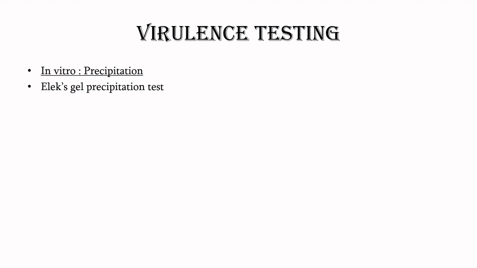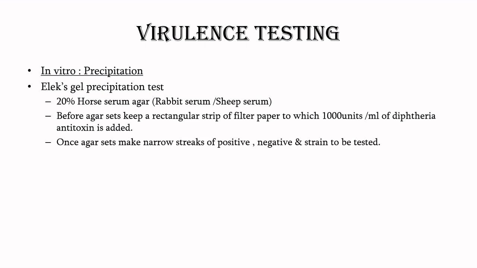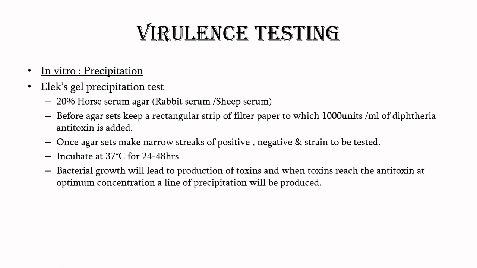For undergraduate students, it's very important to know about this test because it is very commonly asked. Here, what you do is you use a 20% horse serum agar. You can use rabbit or sheep serum also. Before the agar completely sets in, I'll just keep a small filter paper which has been soaked with 1,000 units of diphtheria antitoxin. Once the agar is set, you will make 3 streaks: a known positive toxin producing strain, a known toxin non-producing strain, and the third one will be your patient sample. Incubate at 37 degrees for 24 to 48 hours.